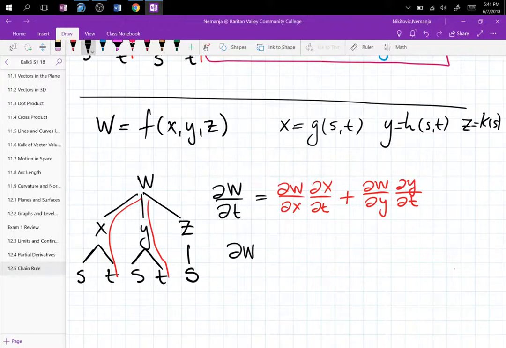Then we are interested in partial W, partial S. Now that's going to be blue.